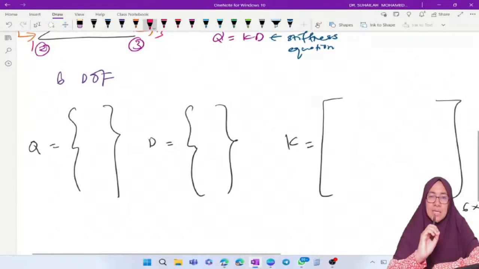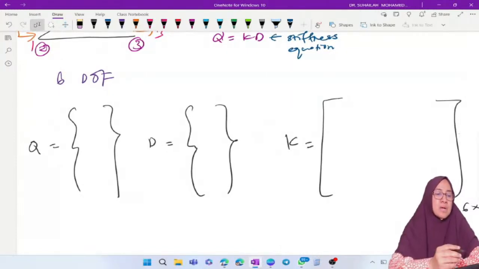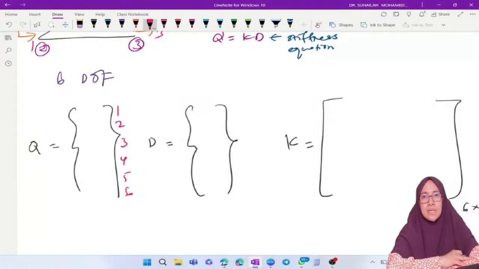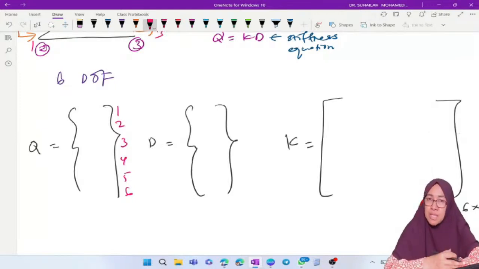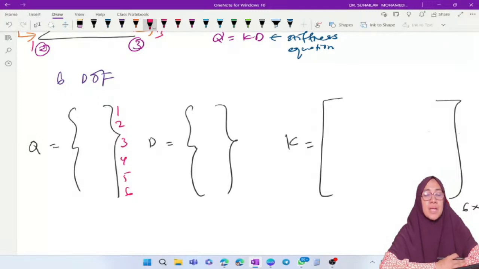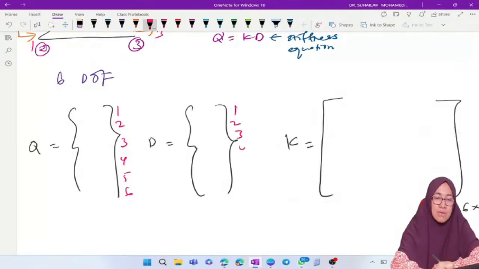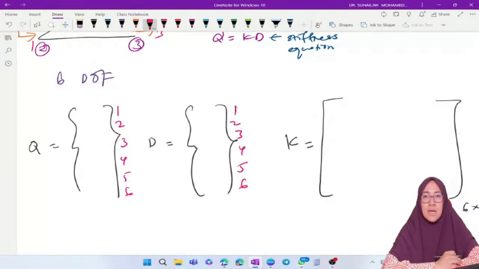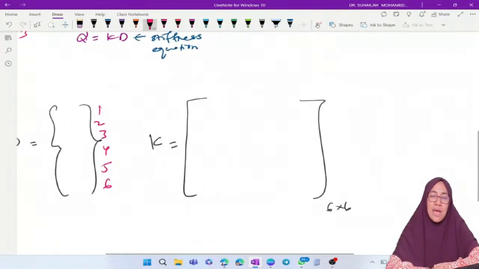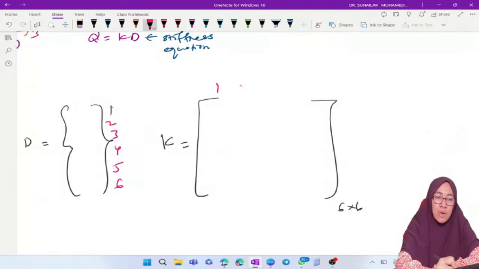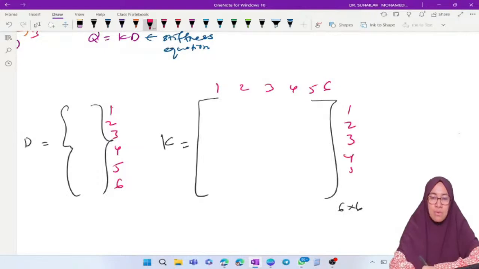So for Q, there are 6 values at positions 1, 2, 3, 4, 5, 6. We have Q1 until Q6. For D, the nodal displacement, we have D1 until D6. And we have K, 6 by 6, which we label as 1, 2, 3, 4, 5, 6 in both directions.